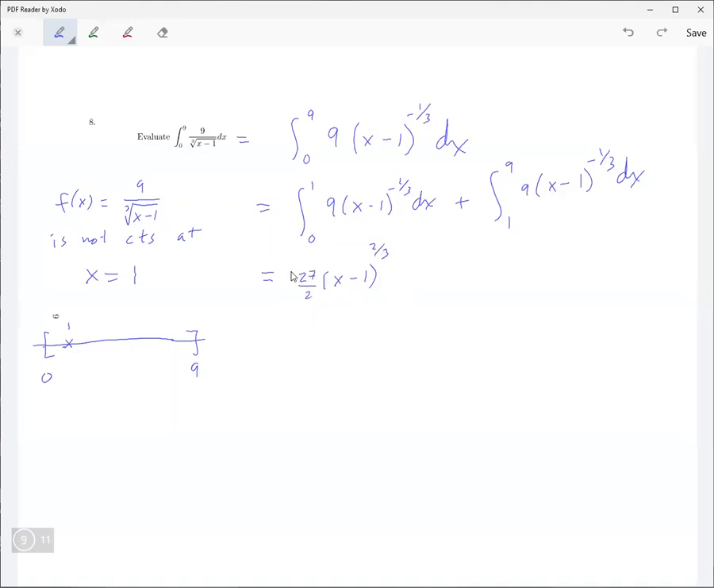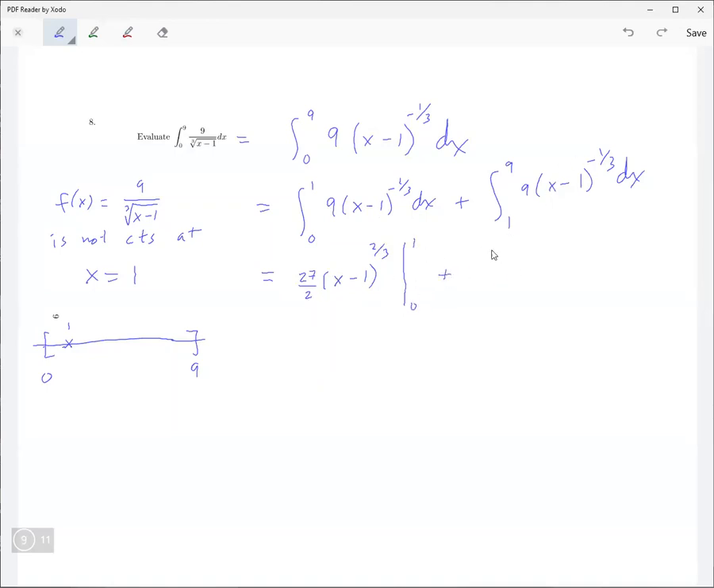So when the 2/3 comes down, the 2 will cancel with that 2. The 3 will be down here. It will reduce that to a 9. And then the derivative side is just 1, so we don't have to worry about that one. Okay, and that's being evaluated from 0 to 1.